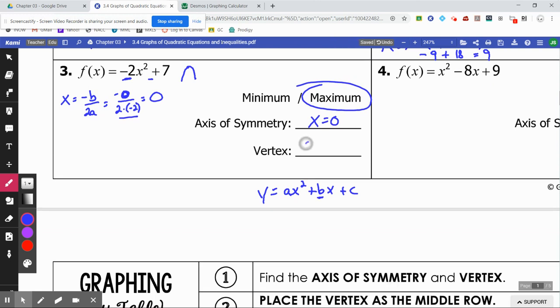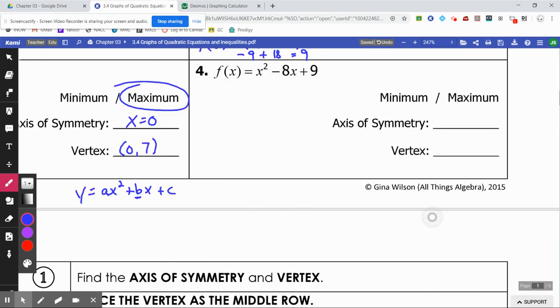To find your vertex, the x value will be the same. Now we're going to plug in 0 for x, and that's going to tell us our y value. Negative 2 times 0 squared plus 7. This will all be 0 plus 7, which is 7.